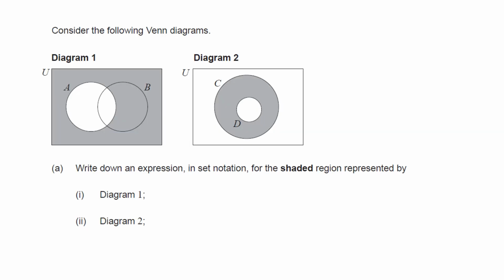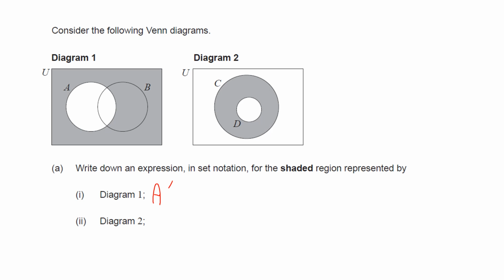Let's finish off with a past exam question. Consider the following Venn diagrams. We have diagram 1 and diagram 2. Write down an expression in set notation for the shaded region represented by diagram 1. So let's have a look what we've got here. This one's pretty easy, isn't it? It's everything that's not in A. So that's the complement of A. We write A graph.